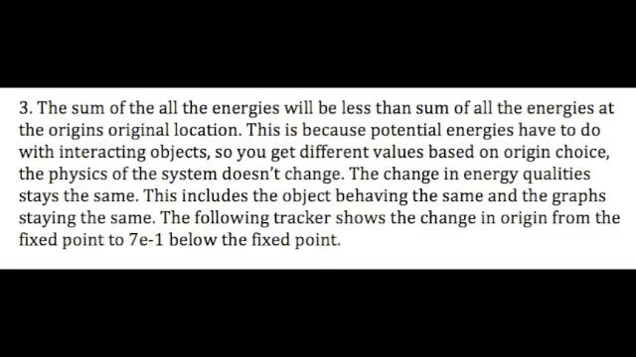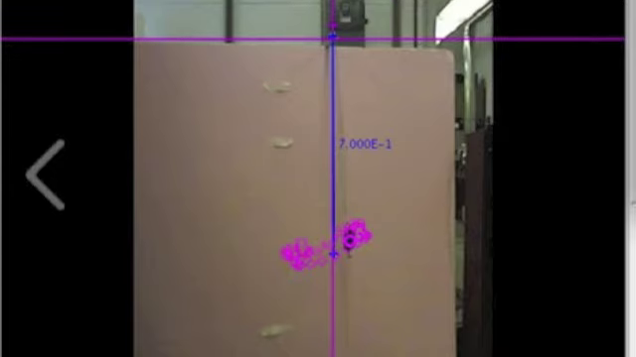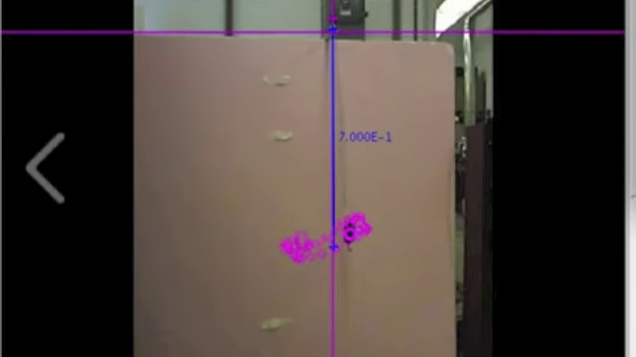The following tracker shows the change from the origin at the fixed point to 7e to the negative first below the fixed point. And here's the tracker with the changed origin.